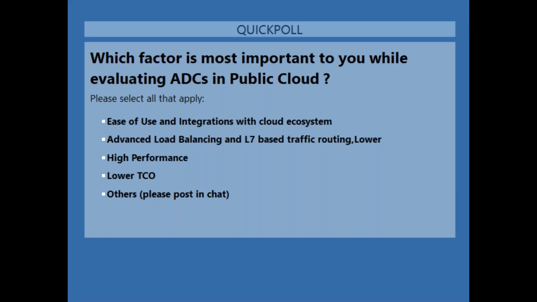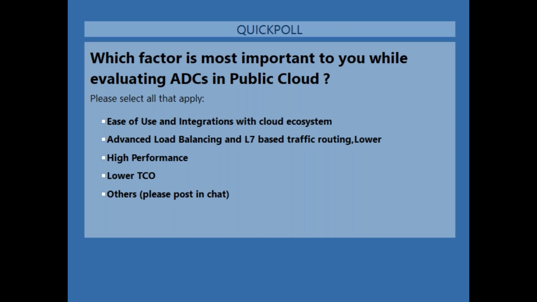So I'm just going to go ahead and launch a quick poll. What we're interested in is which factor is most important to you when evaluating your ADCs in the public cloud. Are you looking for something that's simply easy to use? Are you looking for something that's advanced, perhaps with security features or advanced routing policies? Are you looking for something very high performance, perhaps because you have a lot of traffic that comes in bursts in the public cloud? Are you looking for something with a lower cost to get into it, or TCO? Or perhaps there's some other reason, maybe you just need to have different locations. We would like to get your feedback on this.